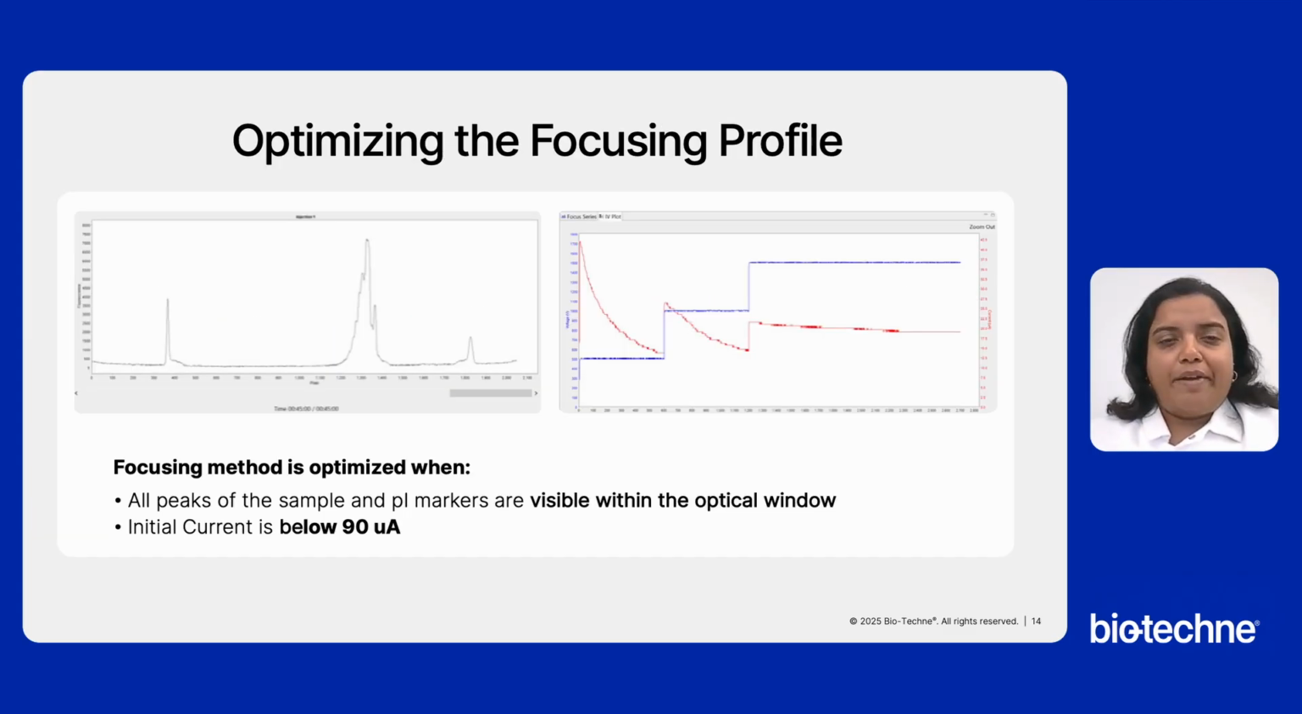Coming to the next parameter, how to optimize the focusing profile. The goal is to have all the peaks of the sample and the pI markers within the optical window, as you can see on the electropherogram on your left, and the initial current is below 90 microamp. And as we discussed earlier, for this, we need to be sure about the salt concentration in our samples.